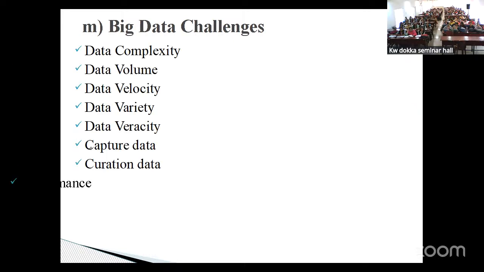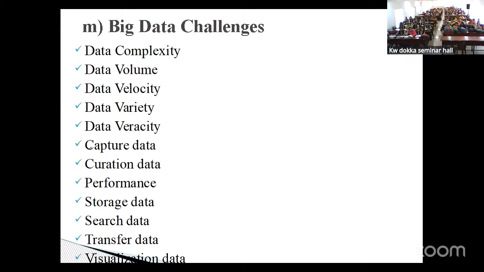Right. Now coming to challenges. Already we have done these challenges. Challenges are nothing but complexity. You get more complex data. You get more volumes of data. Velocity, variety, veracity. You are capturing the data, curating the data. Curating means what? Converting one form of data into another form. Right? Performance, storing the data. After storing the data, you have to search the data.